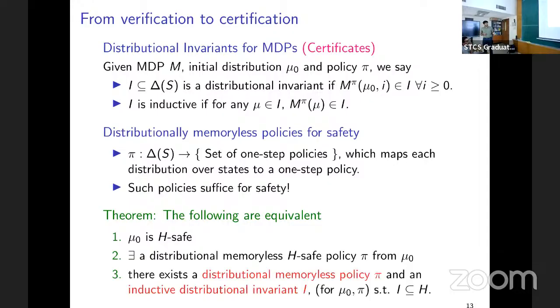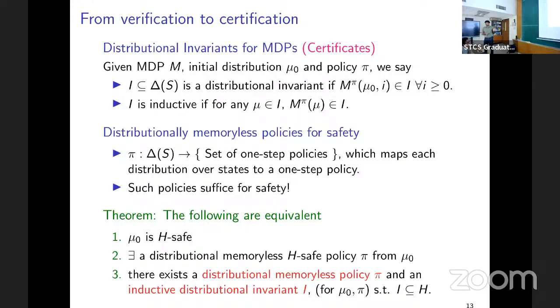And what you can show is, oh, this should also be "there exists". So there exists a memoryless, distributional memoryless H-safe policy, if and only if there is a policy and an inductive invariant such that that inductive invariant is in H. And this also is not actually a very difficult proof, because you can again see how you build this invariant. You can just see from the initial point where all you reach and put that as your invariant. And you build that as the set of invariants, and you can see that that will satisfy all the properties of being an invariant. So somehow this is very nice.